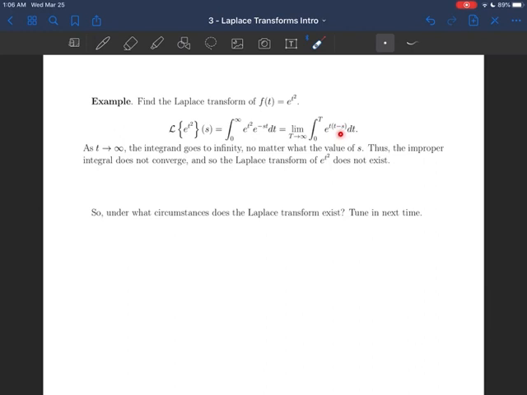Now, it doesn't matter what value of s we pick, no matter how large or small we choose this value of s, this exponent in the top is going to be positive for large t. So this function, e to the t times t minus s, goes to infinity, right? The integrand will go to infinity, and that means that the area under that integral will also go to infinity. So this entire thing will diverge. This improper integral will never converge no matter what value of s we pick, so the Laplace transform of e to the t squared does not exist for any value of s.